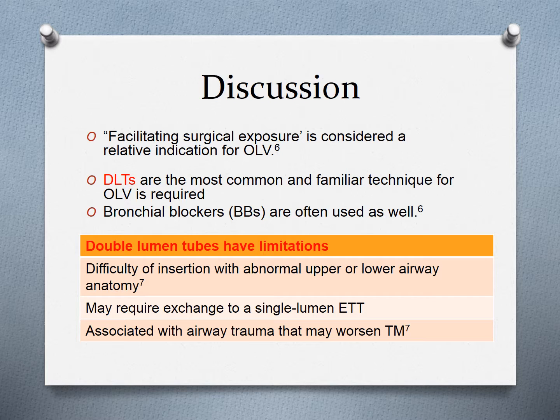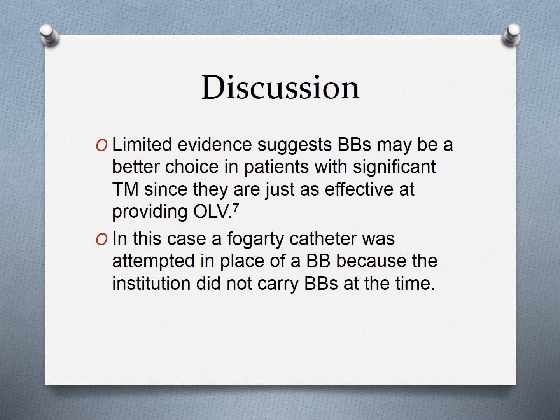Lastly, double lumen tubes are associated with more airway trauma. They are larger and they have more surface area with the endobronchial tree, and could have worsened his already present tracheomalacia, which is something we would not want to do, leaving this patient worse off following the procedure. Limited evidence suggests that bronchial blockers may be a better choice in patients with significant TM, since they are just as effective at providing one lung ventilation. In this case, a Fogarty catheter was attempted in place of a bronchial blocker because the institution didn't have bronchial blockers at the time.